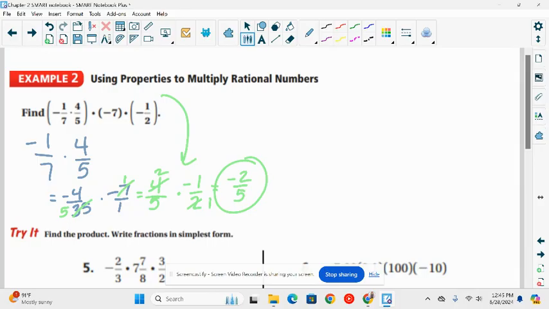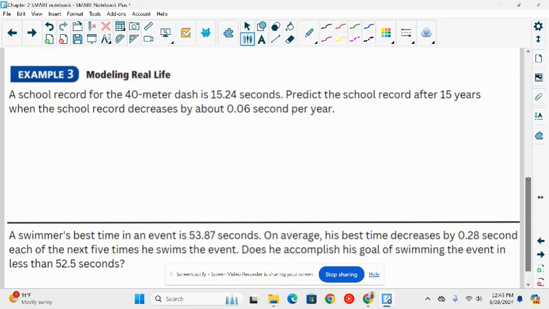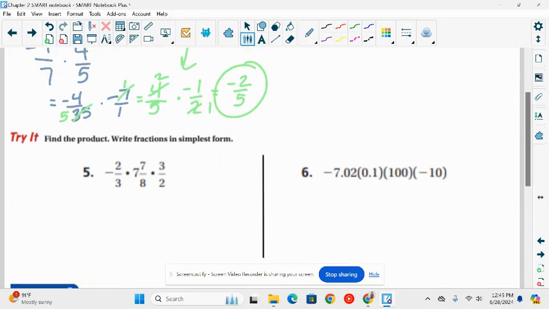When you don't cross cancel, you get a really big number. But as you cross cancel, you're simplifying as you're going, so your numbers don't get as big. All right. Try 5 and 6.